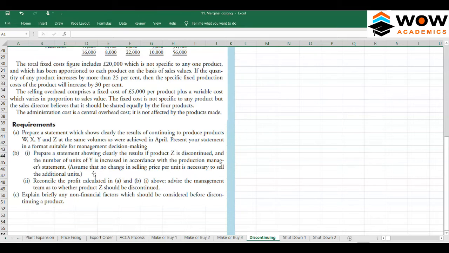Okay, so the second point is, the production manager says let's stop producing Z and we'll produce more of Y instead of Z. For that we have to prepare a statement. I think once we prepare a statement for this B1 part of the question, we could even simply copy and change a few numbers here and there. So let's see B2.